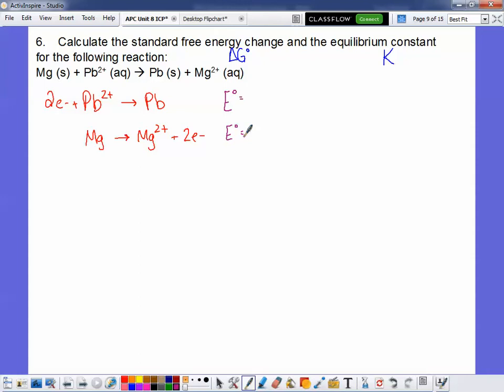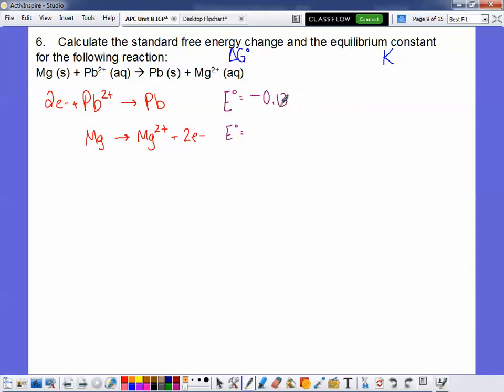So what is the standard reduction potential for the lead equation? What is it in the chart? Negative 0.13. Are we flipping that one? No, because that's already reduction. We don't want to flip that. So that's going to stay as negative 0.13.